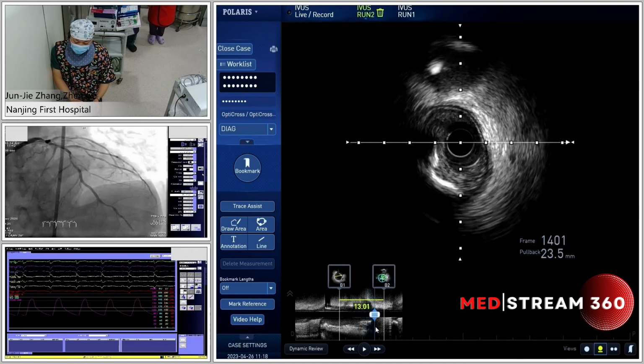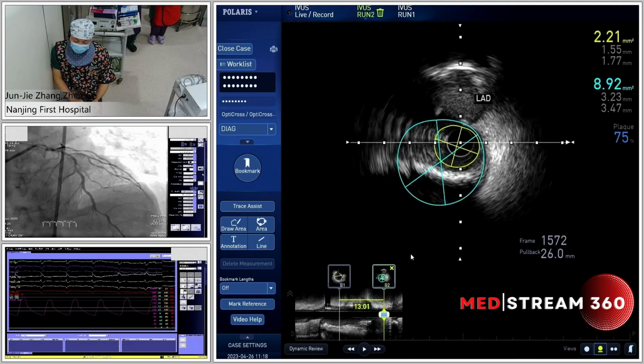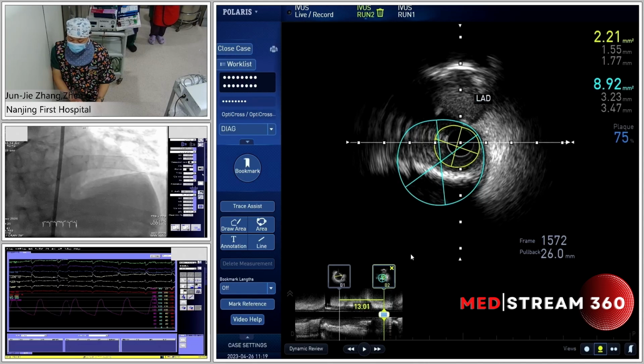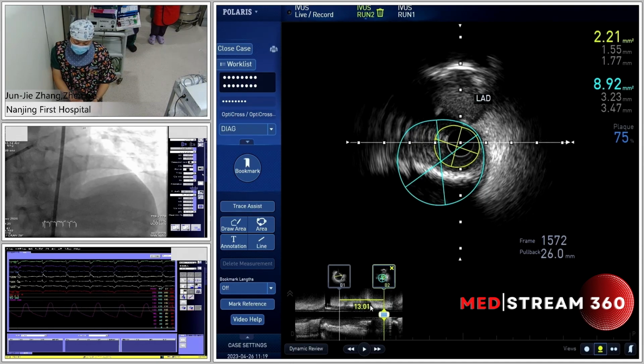Then go and pull back, this is the ostium diagonal. The ostium diagonal area is about 2.2 millimeters square, and the plaque burden is more than 75%. And the narrowness from the distal landing zone to ostium diagonal is about 13 millimeters.